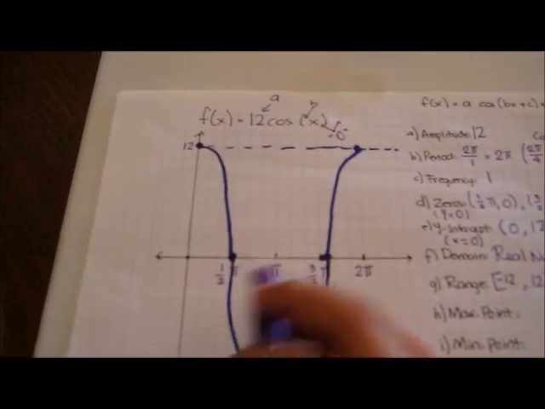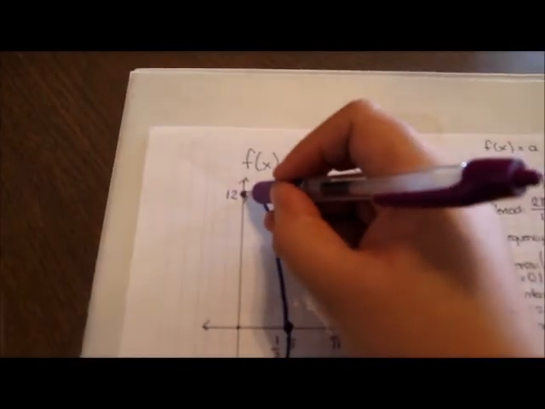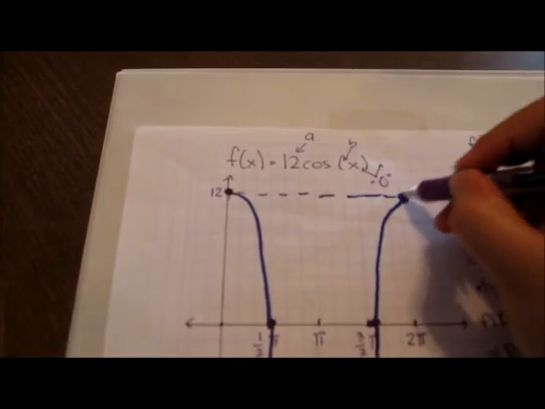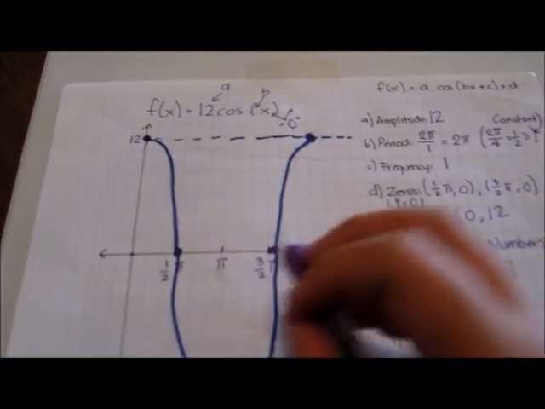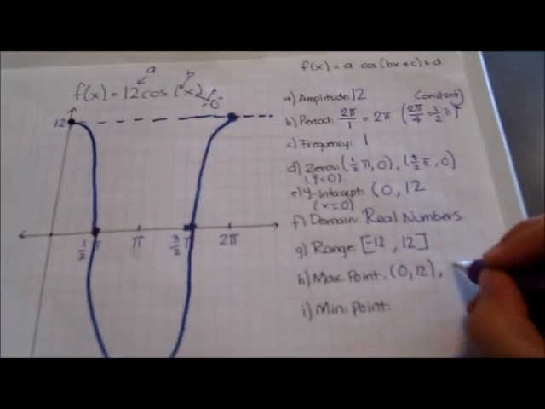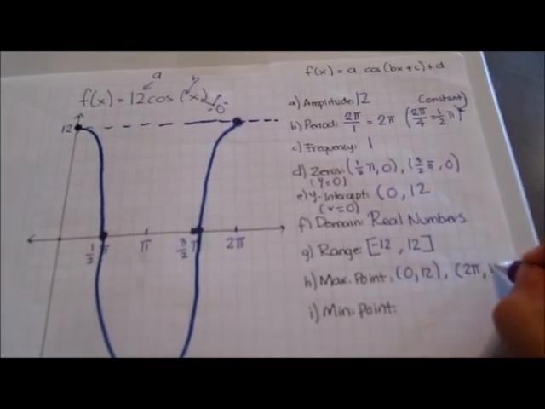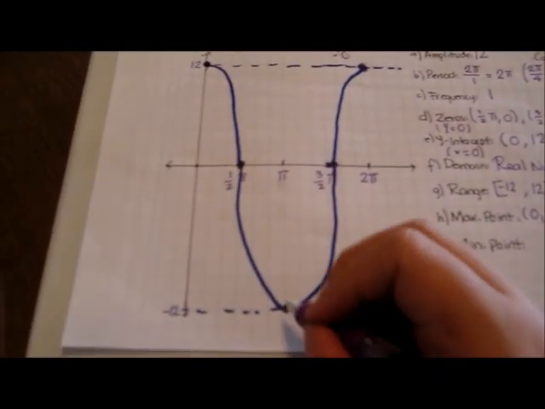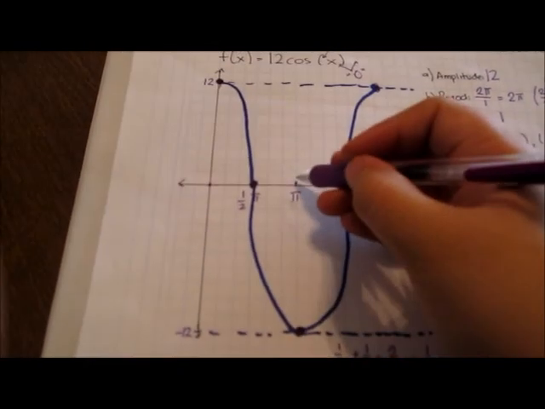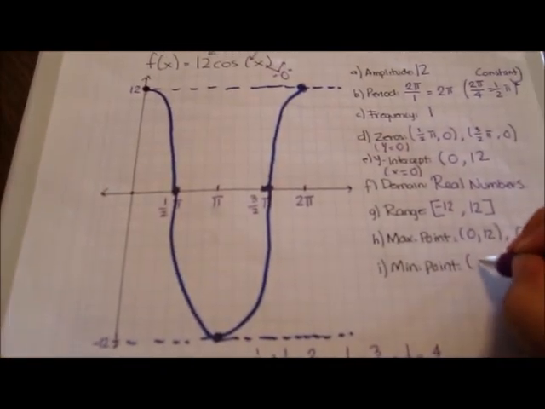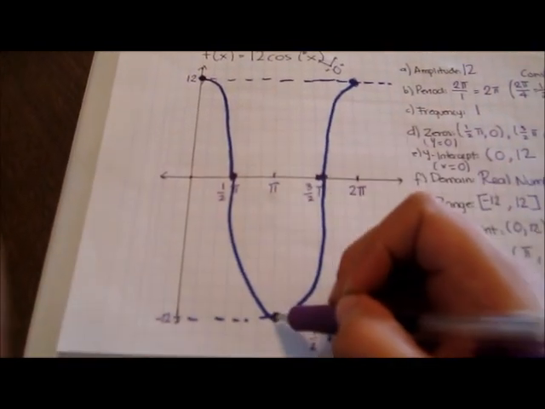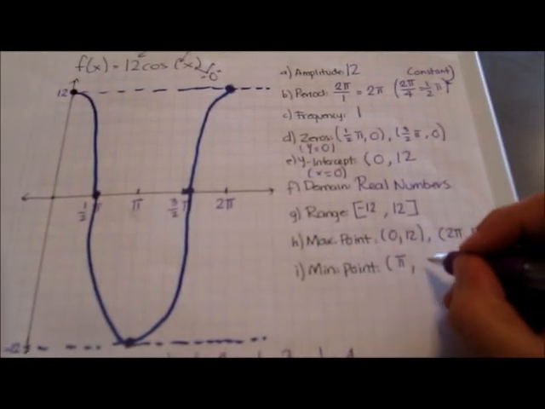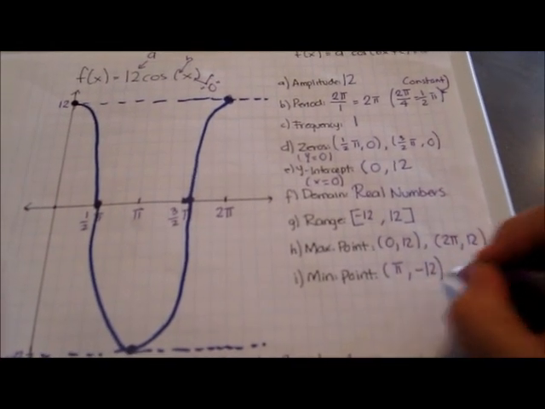Maximum point. Since I have a cosine function, I have two maximum points. My first one is 0 comma 12, and my second one is 2 pi comma 12. My minimum point is only this one, when x equals pi, y equals -12. And that's it.